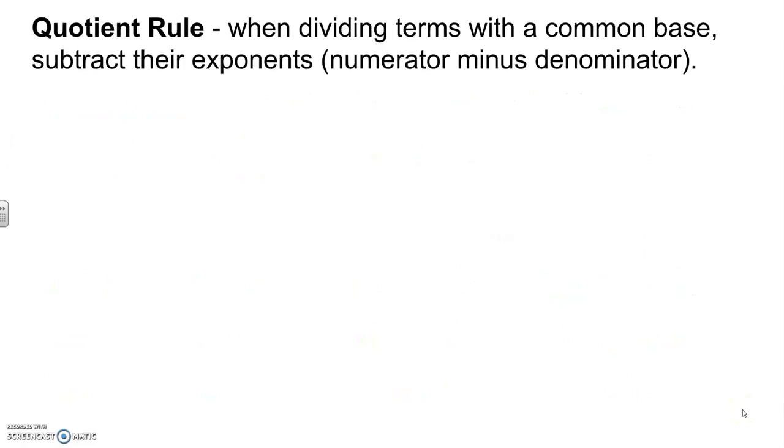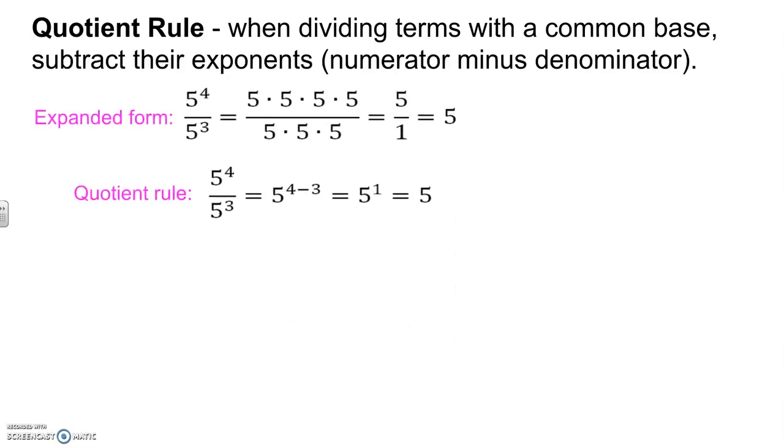The quotient rule: when dividing terms with a common base, we subtract their exponents. So the numerator, subtract or minus the denominator. Our numerator is on top in our fraction. So here's another example where we have expanded form and the quotient rule. And what you could imagine here is that these are all canceling out, canceling, and leaves us with a 1 on the bottom. So we have 5 over 1, and then we see that here with the quotient rule.